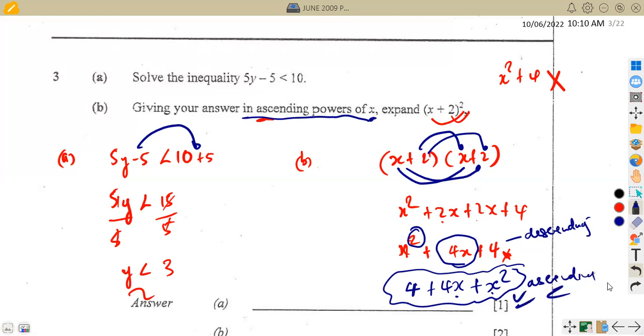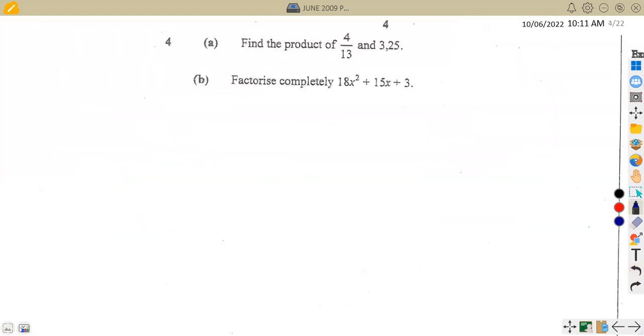So guys, like I was saying, paper one, understand the question. Do not just answer for the sake of answering. No, understand the question. Anyways, for A, find the product. Product simply means multiply these two together. So it's 4 over 13 times 3.25. So that's what you're simply having in this case.